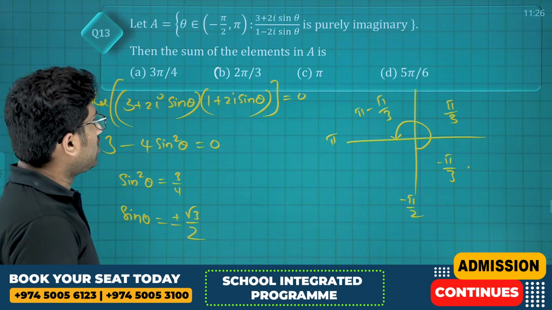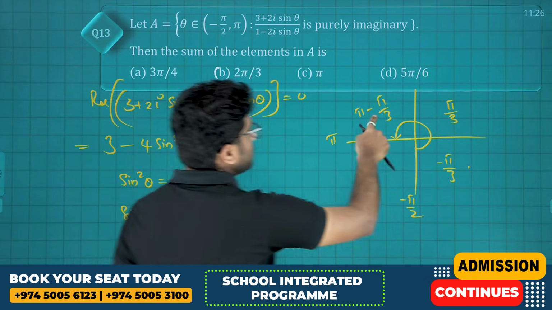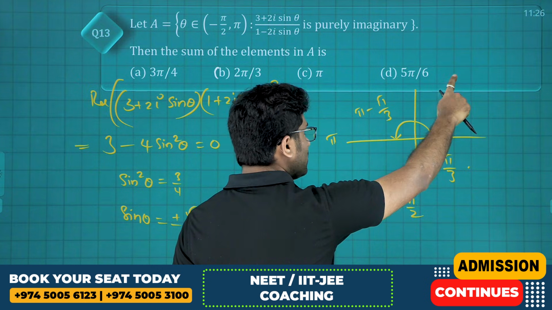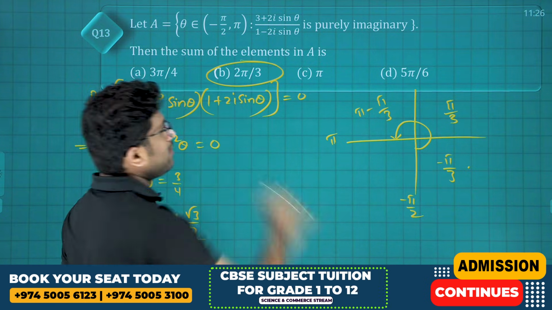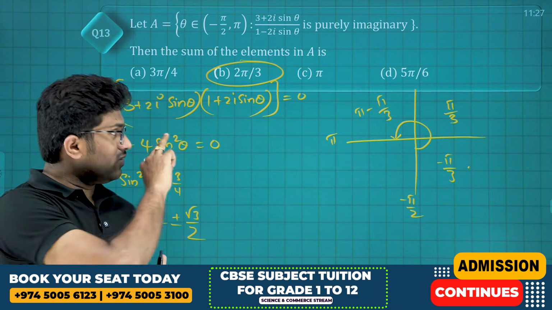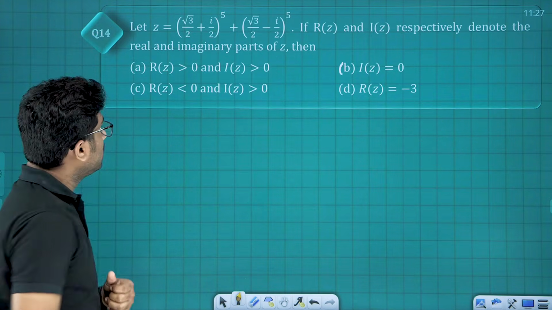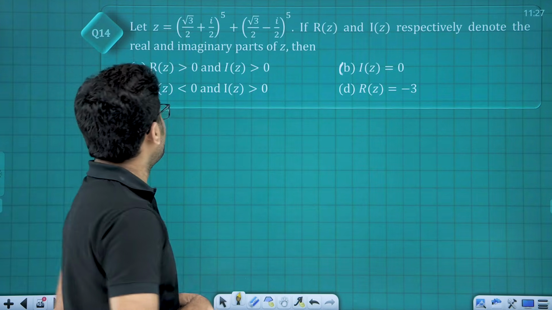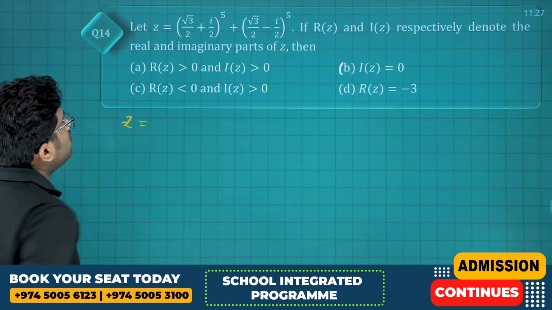So now what are all the values that we got? Sum of all the elements we need: pi minus pi by 3 plus pi by 3, pi by 3 minus pi by 3 gets cancelled, pi minus pi by 3 which is 2 pi by 3 is the answer. Sum of all the elements. Suppose if they ask the number of elements, we got 3, but sum means we have to find the sum of all those. Clear?